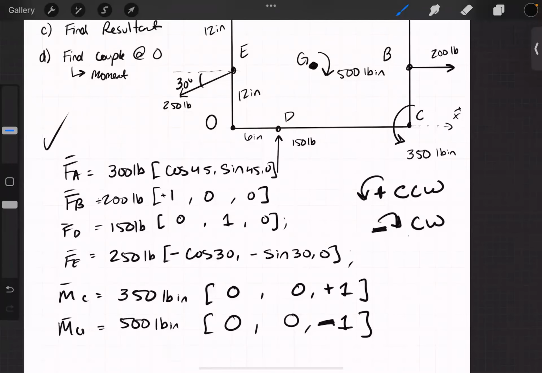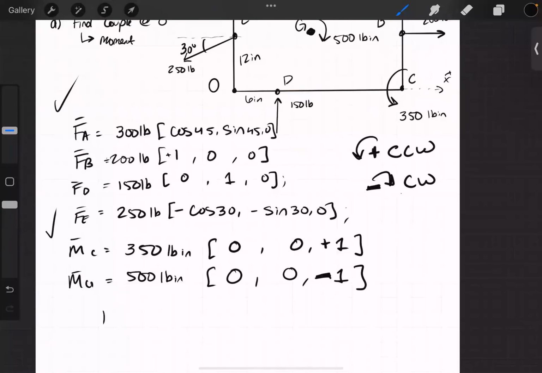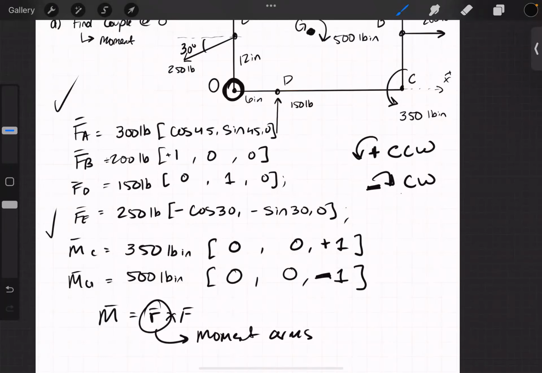So we've done part A, part B. Before we go to part C, let's find the moment arms. The moment arms are the R cross F moment arms. So we'll find the R. The tail of the R is going to be about 0,0 because that's where we are analyzing the system. The tip of the R vector is going to be at each of the points.